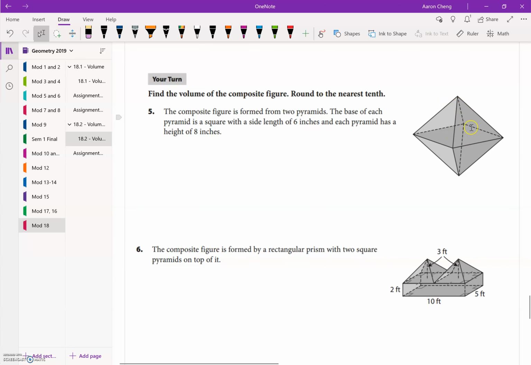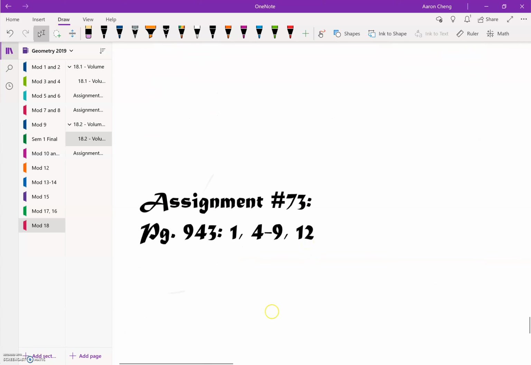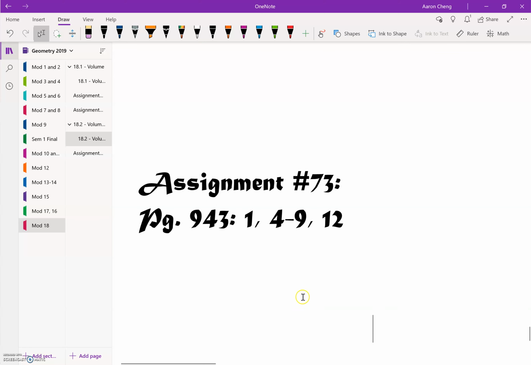This is going to be two pyramids stacked on top of each other. Those two pyramids end up being the same, so you could just take one pyramid and multiply it by 2. This one here is going to be these two pyramids. You could just multiply those by 2 and add it to the rectangular base. And then your assignment is 1, 4 through 9, and number 12.